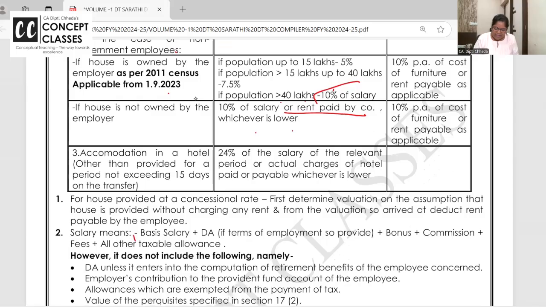But your salary is basic. The biggest definition of salary is for RFA: basic, DA, bonus, commission, fees, other taxable allowance. Are you all with me? Check the definition of salary.